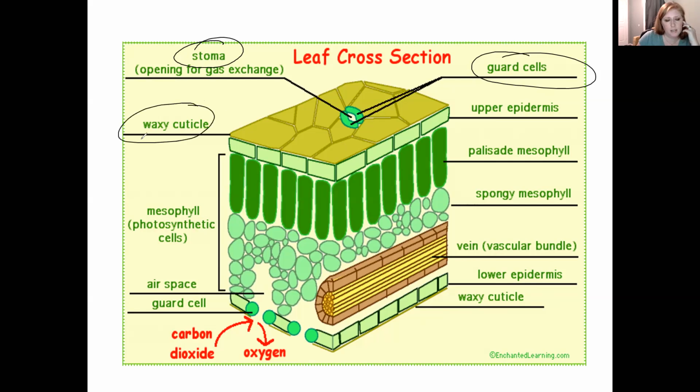I'll point out that leaves have a waxy cuticle, meaning, as you know, if you've ever taken a leaf and you see water on it, the water tends to bead up on the leaf rather than soaking in like a sponge. And that's because of this waxy, hydrophobic coating that's on the outside of the leaf, on both sides. Okay?